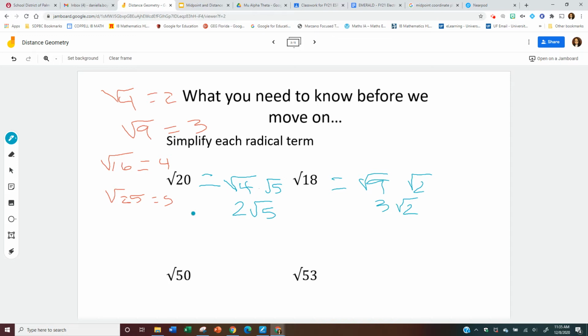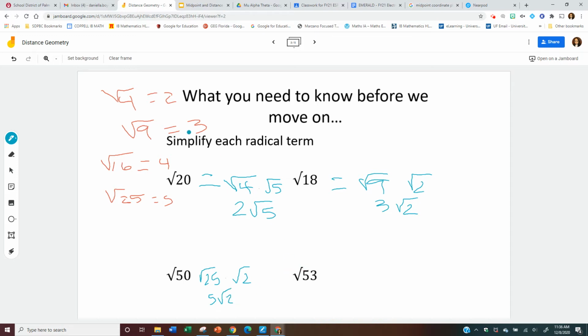Let's take a look at square root of 50 and see if any of these numbers go into it. 4 doesn't go into it evenly, 9 doesn't, 16 doesn't, but 25 does, right? 25 times 2 is 50. So we're going to rewrite this as the square root of 25 times the square root of 2. The square root of 25 is 5, so the square root of 50 simplifies to 5 radical 2.